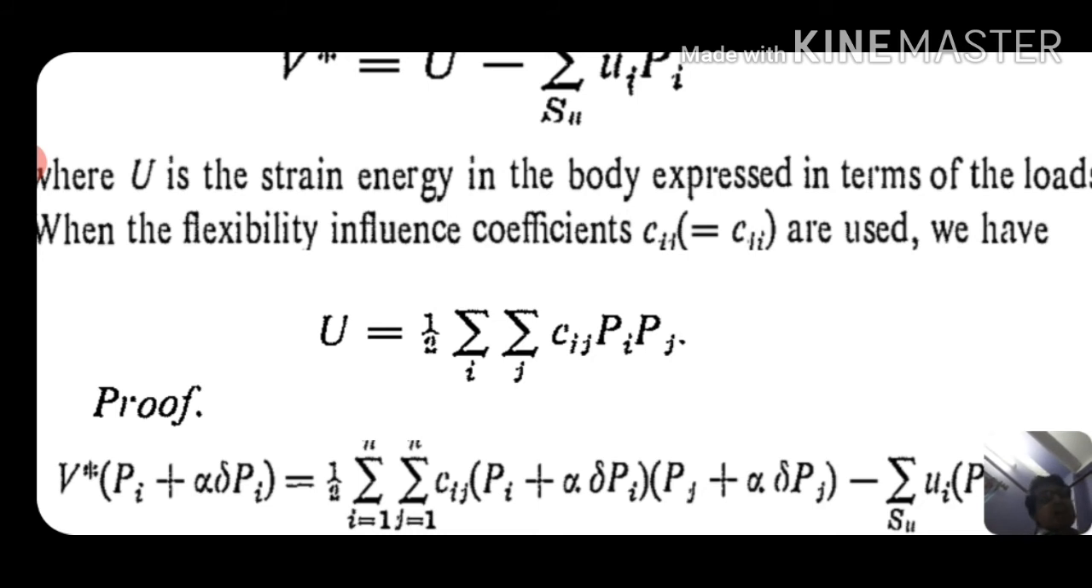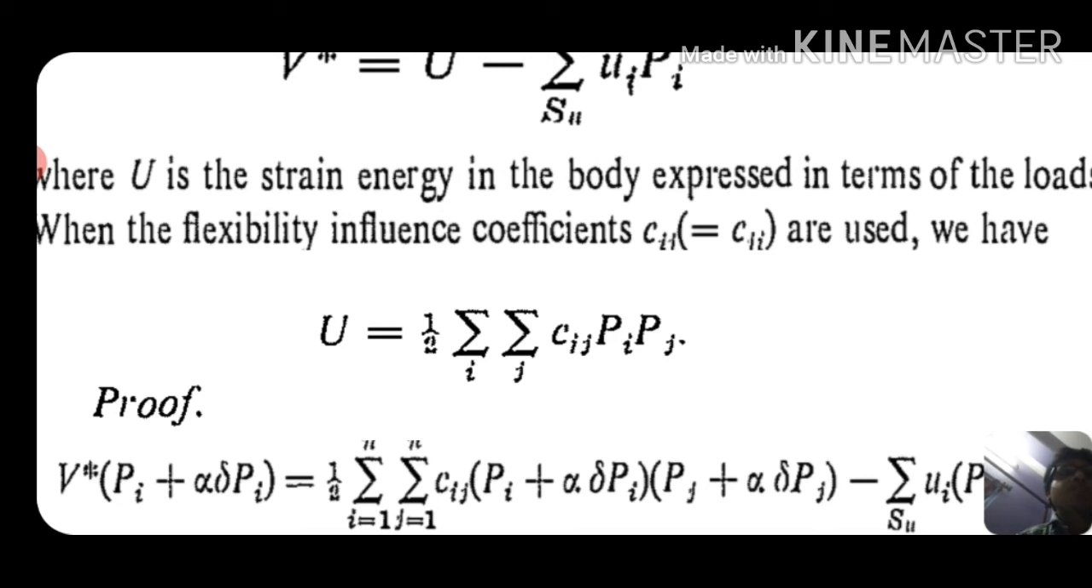The second term in the equation represents the potential energy of the loads. The summation of Ui and Pi needs to include only those points where the displacements Ui are prescribed, a fact indicated by the notation Su. In the example illustrated in the figure, Ui equal to 0 on Su, and the complementary energy is equal to the strain energy.